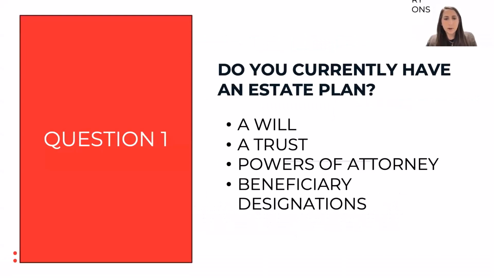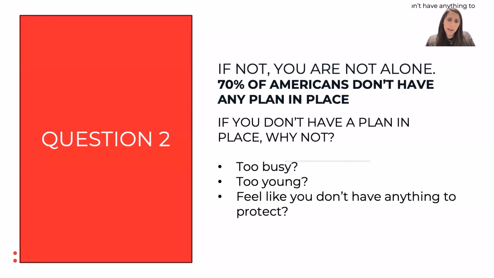So my first question is, do you currently have an estate plan? An estate plan can range anywhere from a will or a trust to powers of attorney, beneficiary designations, or life insurance. Everybody's definition of an estate plan is personal to them, but those are the basic fundamentals of estate plans. And if you don't have an estate plan, you are in good company because 70% of Americans do not have an estate plan in place.